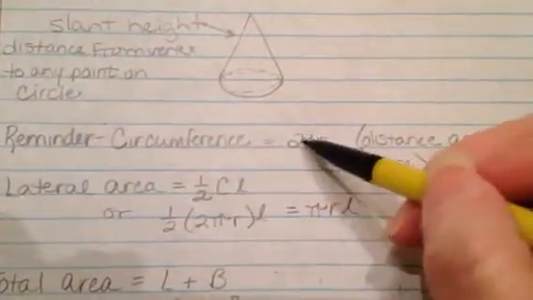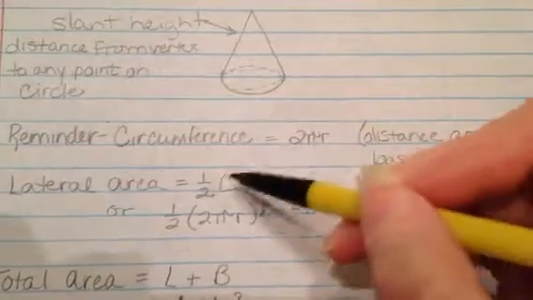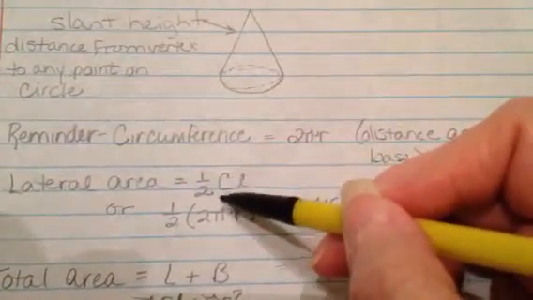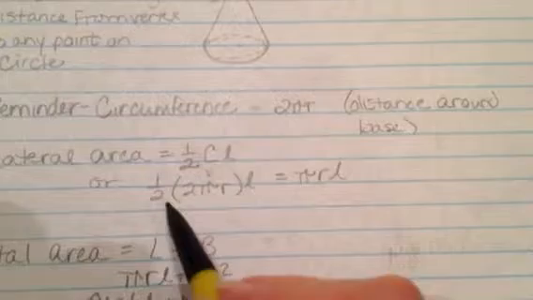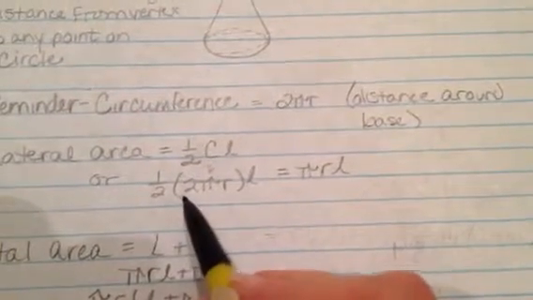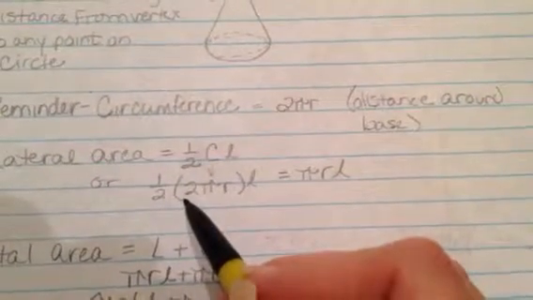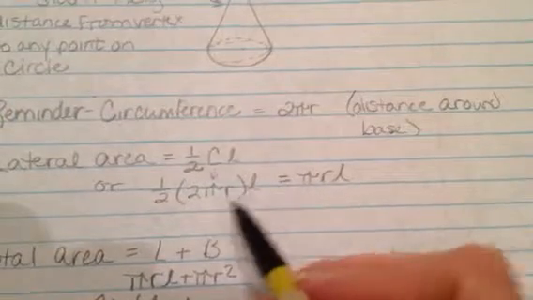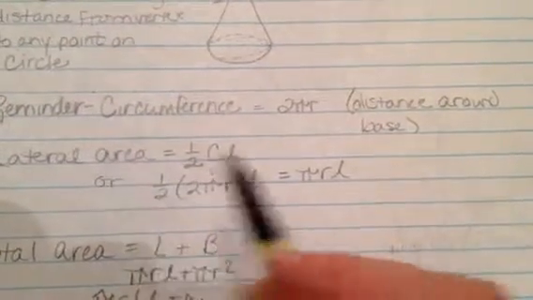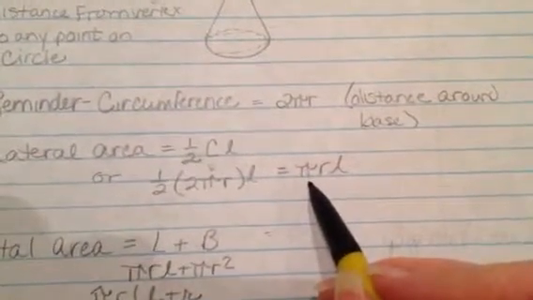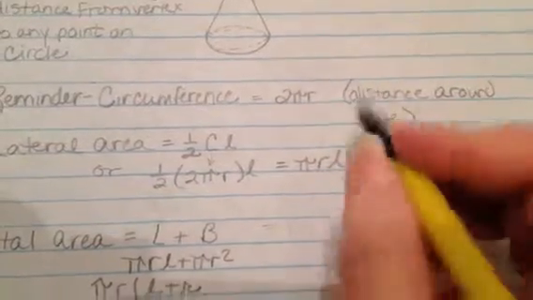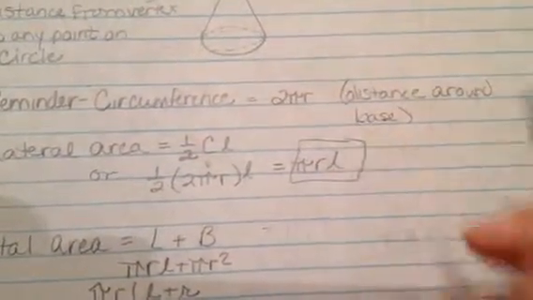We know that circumference is 2 pi r, so if I put that in place of this C, and then I simplify this, half of 2 is really the same as 1. 1 times anything is the anything. So lateral area is really pi times the radius times the slant height. So this is the part we need to remember.